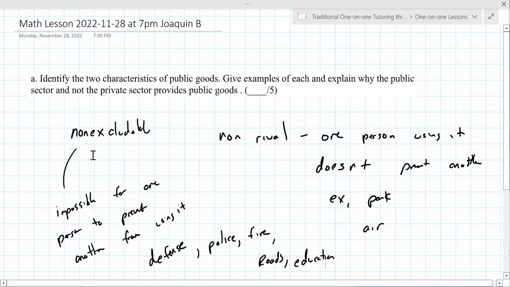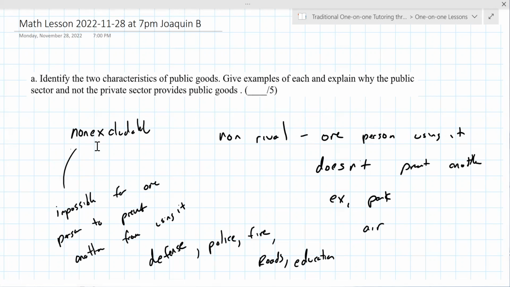Right. And that's the non-excludable. It's more the financial part. You can't attempt to overtake it, because it just would be too costly. Nobody has that much money to overtake everything, is the idea.